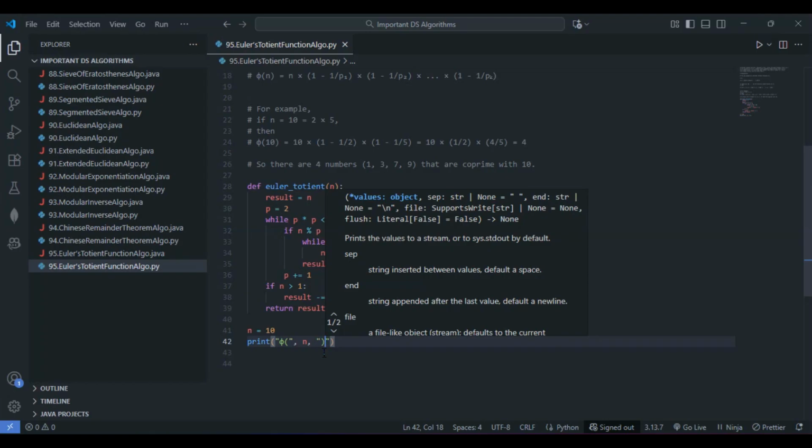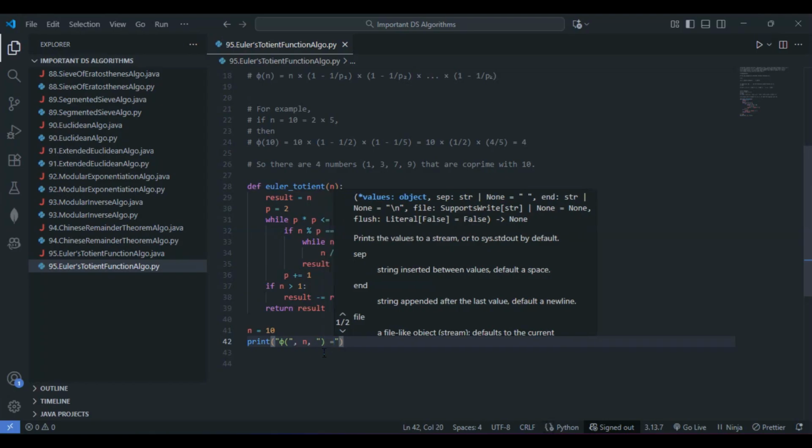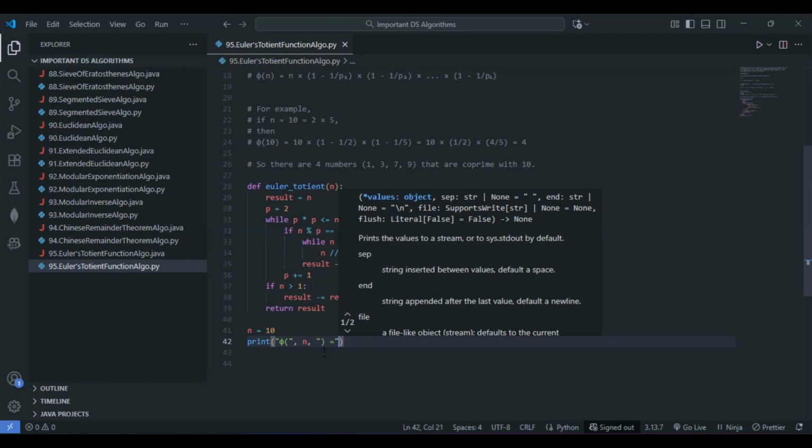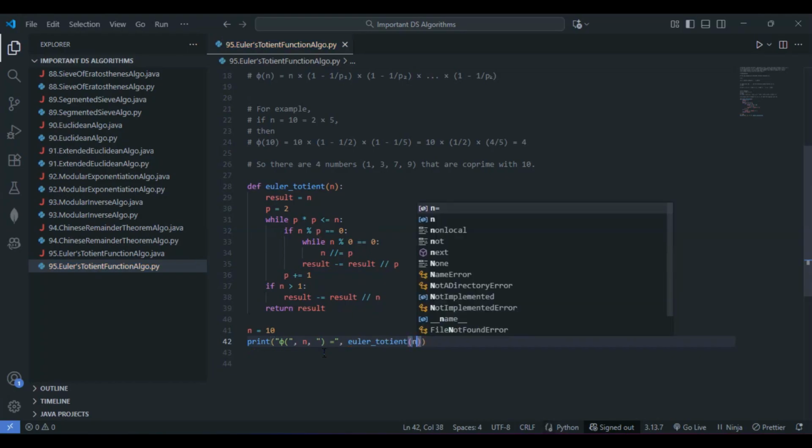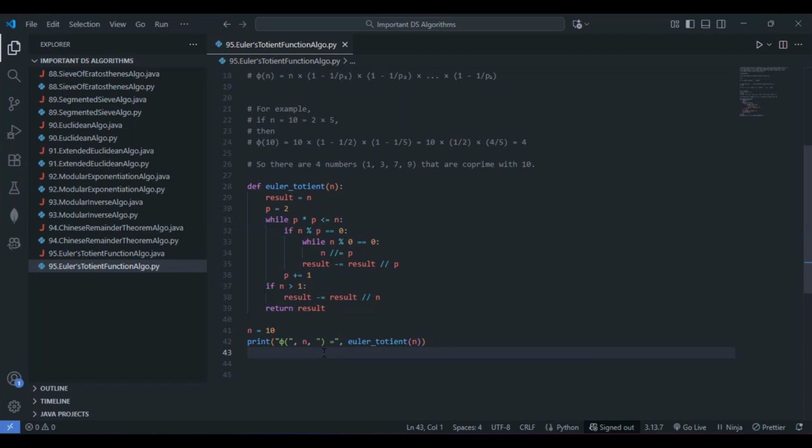Did I do something wrong? No, right? So here, this is fine. I'll just go with Euler totient here. Let me pass the n. Euler totient of n, nothing but 10 in our case, right? So this is fine. So we have already discussed this algorithm.